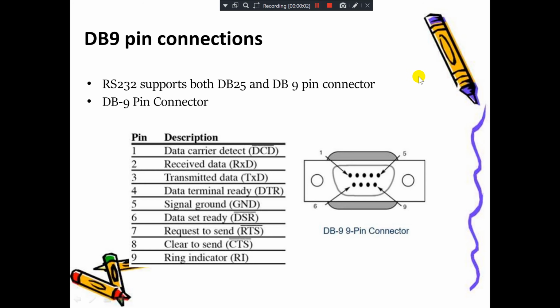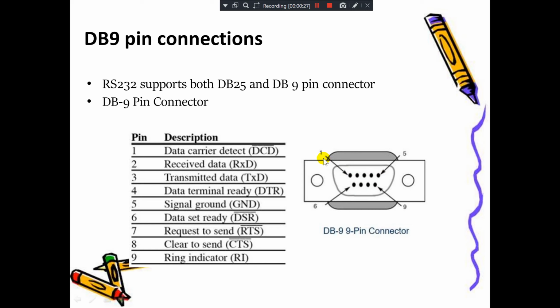So with the continuation of RS232, let us discuss DB9 pin connections. As the name itself indicates, DB9 means it will have 9 terminals or 9 pins. This is a diagram of how it is indicated, a pictorial representation of DB9 connectors. So 1, 2, 3, 4, 5: in the upper row we have 5 pins, and in the lower row we have 4 pins.